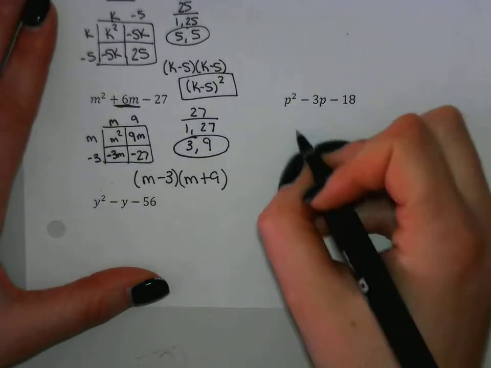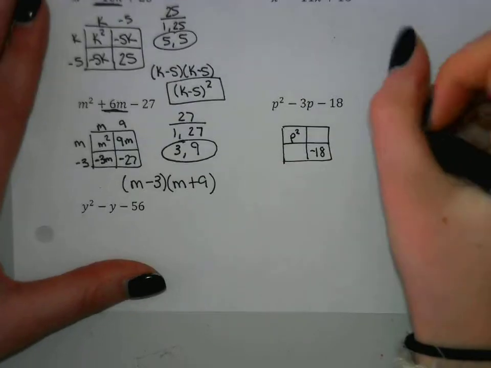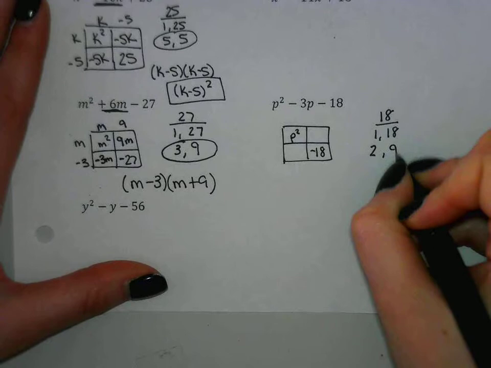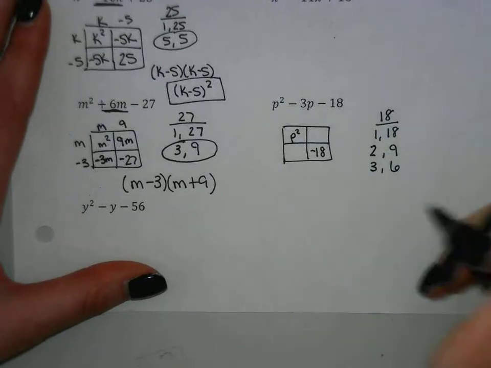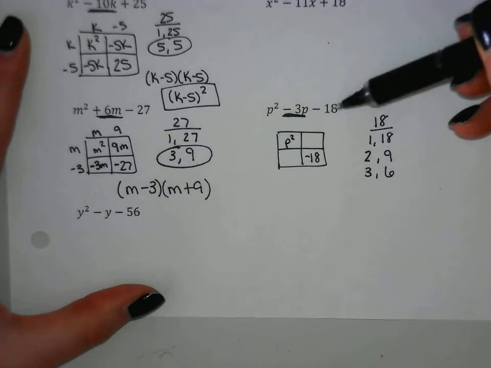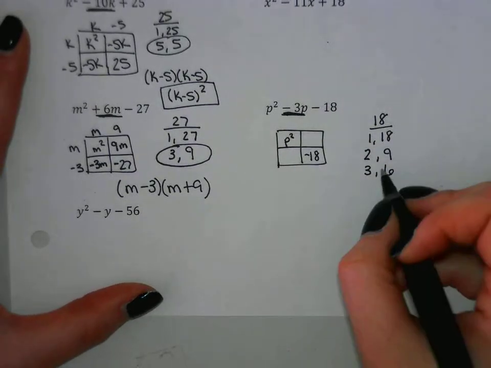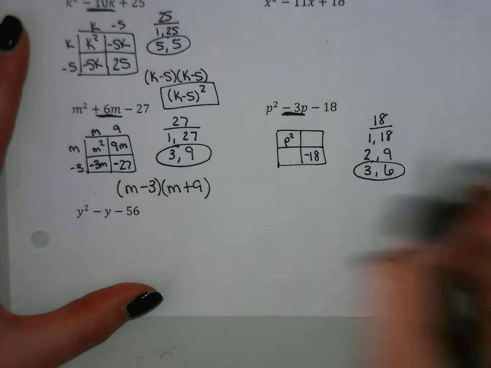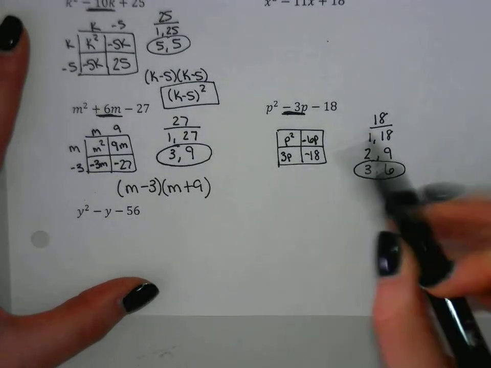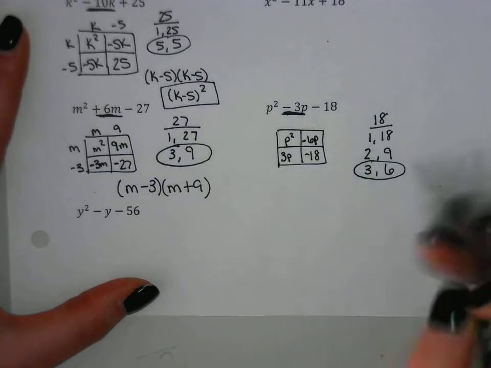So let's look at our next one. We have p squared and negative 18. So we're going to factor 18. So 1 and 18, 2 and 9, and 3 and 6. This time we want them to combine to be a negative 3p, keeping in mind that negative 18 is our constant, so that means we have to have one positive and one negative. To get to that negative 3, we're going to use 3 and 6. So that means we have a positive 3p and a negative 6p. 3p plus a negative 6p equals negative 3p, and 3 times a negative 6 is a negative 18.